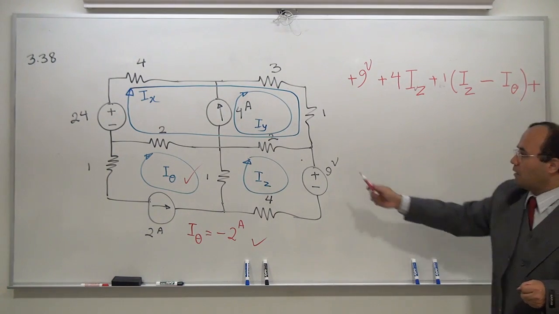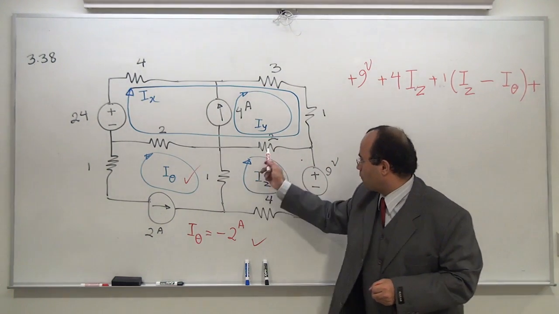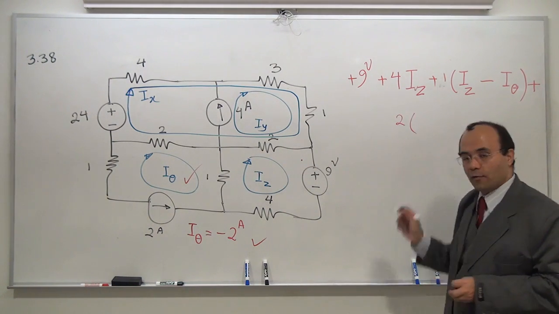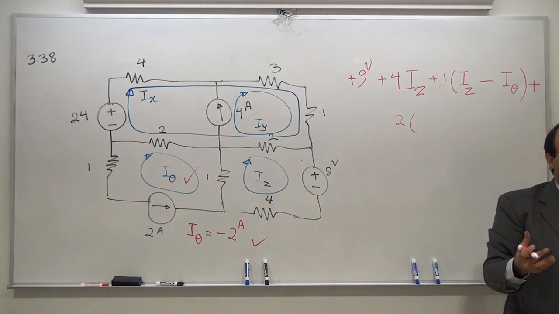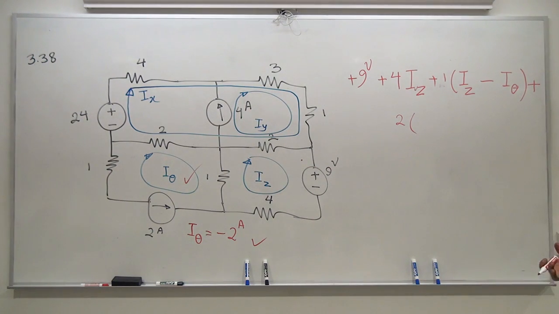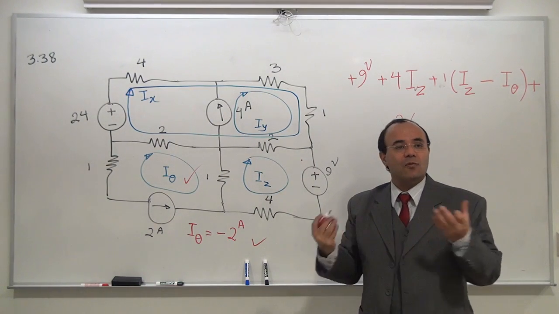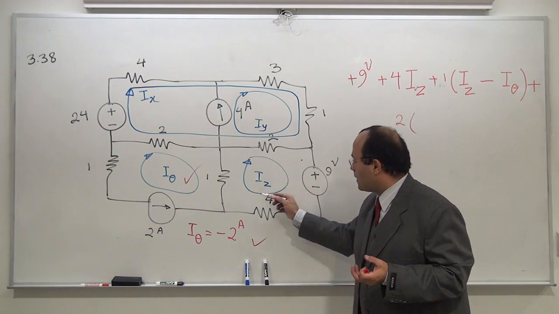Plus, I need to take care of this 2 ohm. 1, 2, 3, 4 components. 1, 2, 3, 4 terms. 2 ohm. Don't forget that. Your equations are supposed to be complete in that sense. So 2 ohm. What do I see? What is going inside? Iz is going in.